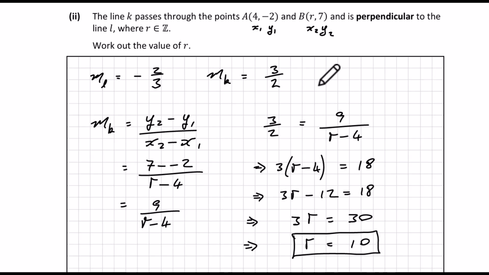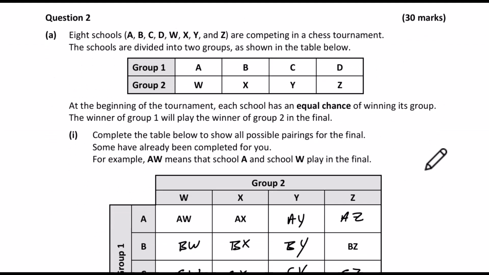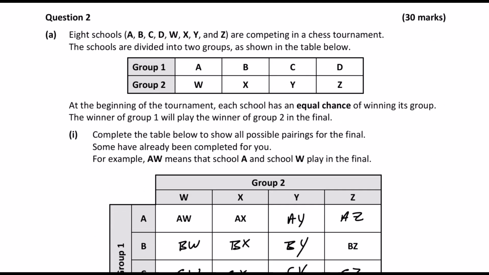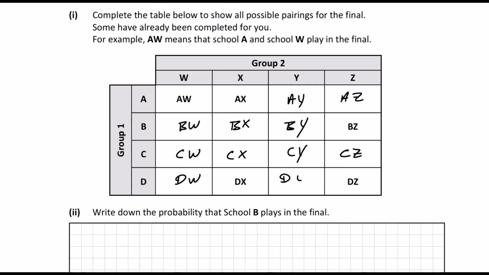Okay, so next question. Question 2. 8 schools, A, B, C, D, F, G up to Z, are competing in a chess tournament. The schools are divided into 2 groups as shown in the table. At the beginning of the tournament, each school has an equal chance of winning its group. The winner of Group 1 will play the winner of Group 2 in the final. Complete the table below to show all possible pairings for the final. Some have already been done for you, for example.